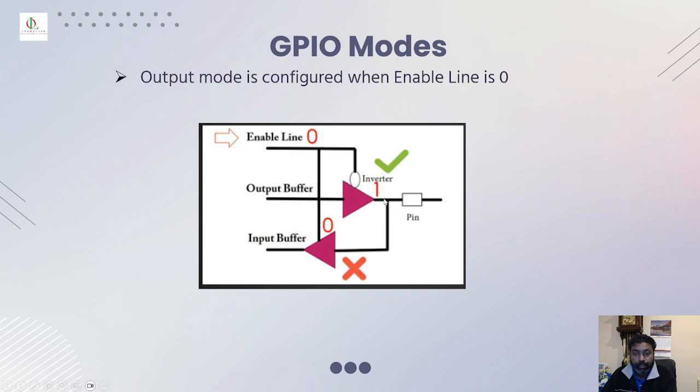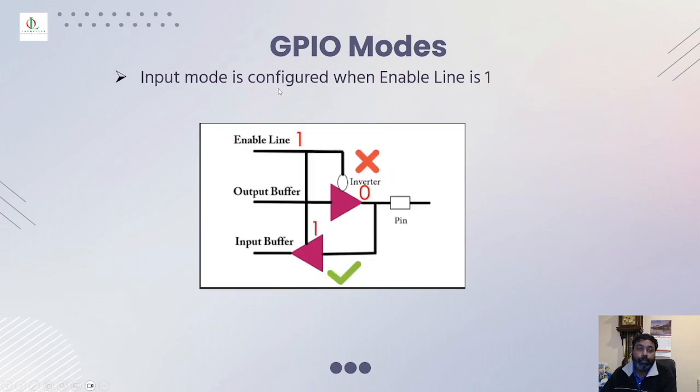And here, because the 1 is coming out, the input buffer won't be active, because the input buffer is directly connected to the input buffer enable line. So what is the enable line? 0. So the input buffer has come as 0, while the output buffer has an inverter that inverts 0 to 1. So that's the output mode. That's how it's configured.